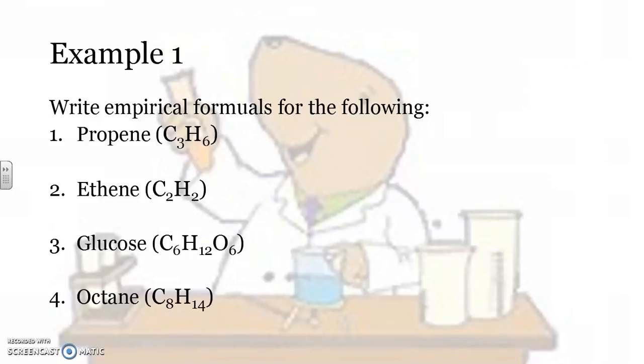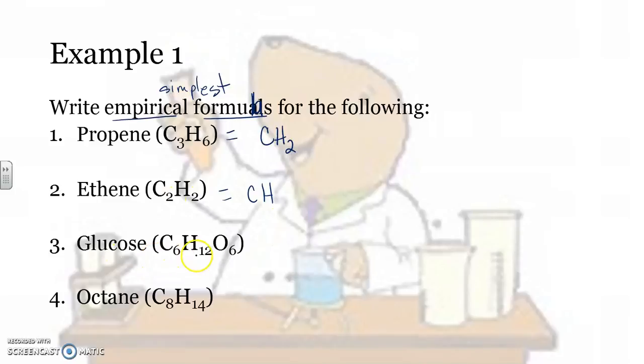It says to write the empirical formulas for the following compounds. Well, here for propene, we have C3H6. To write the empirical formula, or the simplest formula, you have to simplify it. So we can pull a 3 out of each and we can make this CH2. Oh, it's that simple? Well, yeah, kind of. All right, so ethene, we can pull out a 2 and make it CH.